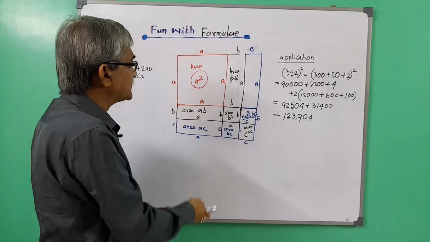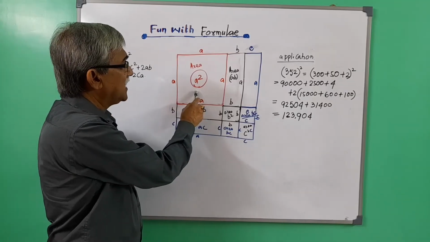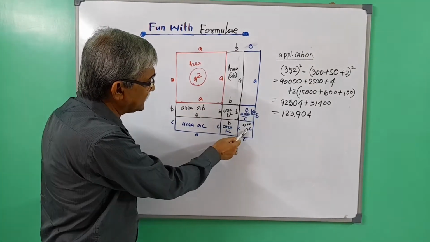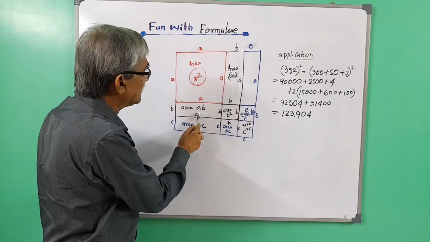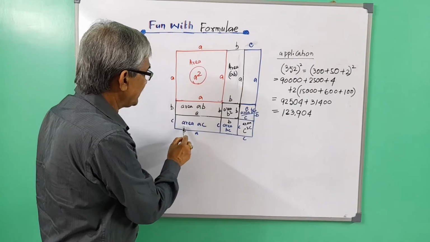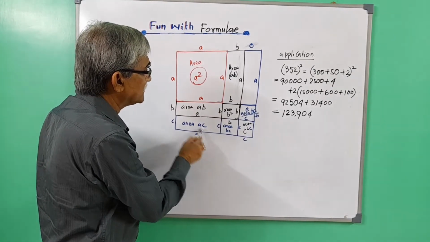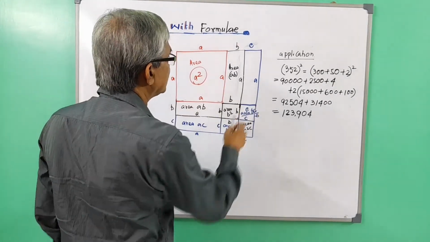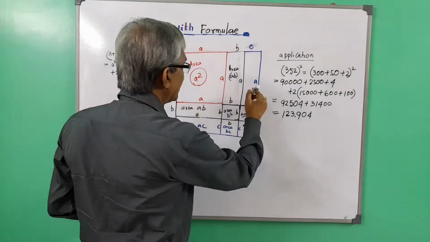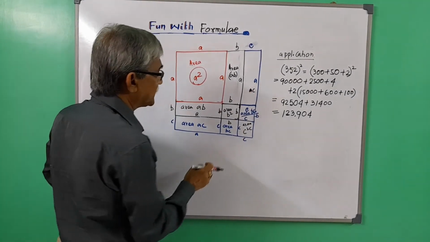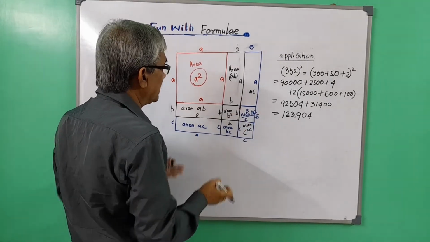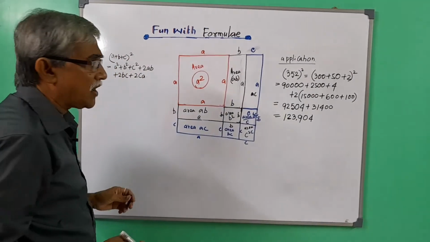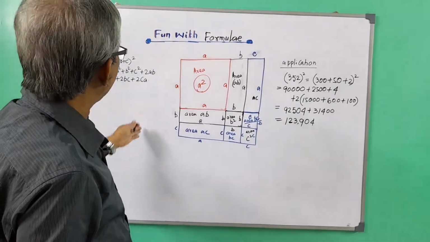Now I have segmented it. This is the area a square, and this is the area b square, and this is the area c square. And ab comes twice, here once and here once, so 2ab. Then area ac comes twice, okay. So this is here and here, this is ac, so 2ac. And where is this bc? This is the area bc and this is the area bc. So similarly you get this formula proved by the application of geometry.